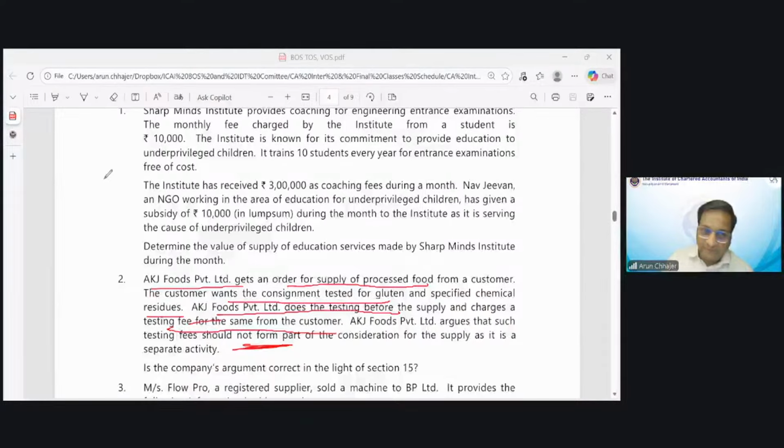Yes, right, Navneet. So, Linga, you have given the correct answer. Mahalakshmi, absolutely correct. Kuldeep and Navneet too. Company's argument is incorrect. Absolutely correct that it will be added.